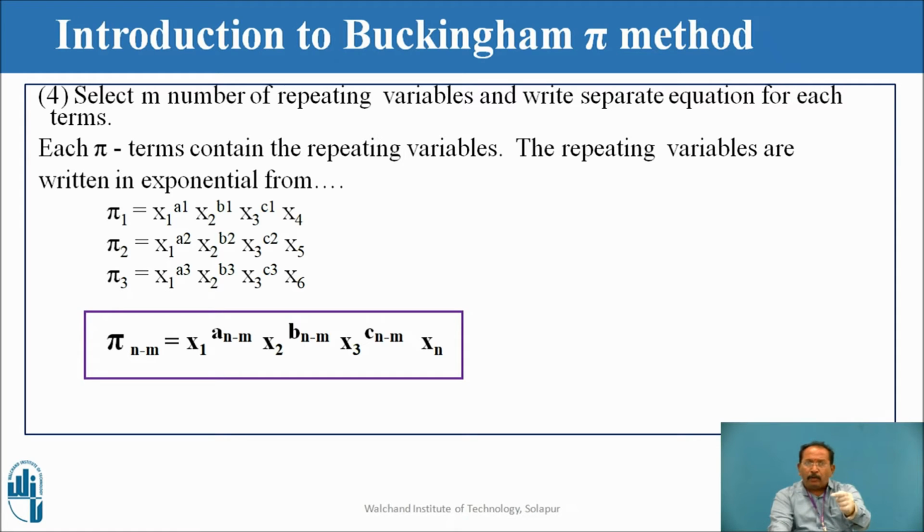Similarly, for pi 2, you can take x1, x2, x3, and the remaining non-repeating variable x5. For pi 3 also, x1, x2, x3, and the remaining non-repeating variable x6. So x4, x5, x6 are non-repeating, x1, x2, x3 are the repeating variables, and then you can go for the pi n minus m.